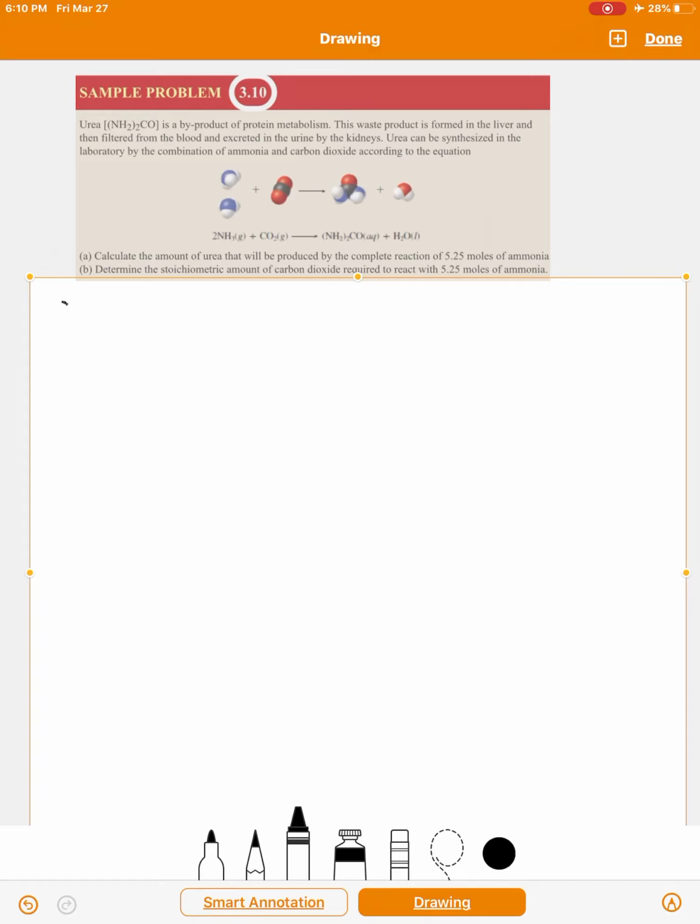Sample problem 3.10. Urea is a byproduct of protein metabolism. This waste product is formed in the liver and then filtered from the blood and excreted in the urine by the kidneys. Urea can be synthesized in the laboratory by the combination of ammonia and carbon dioxide according to the equation. So they give you the chemical equation here. It's balanced.